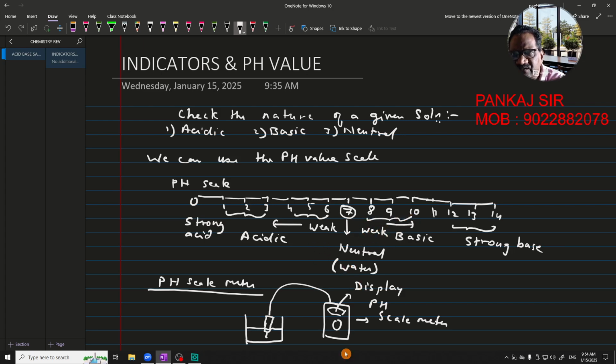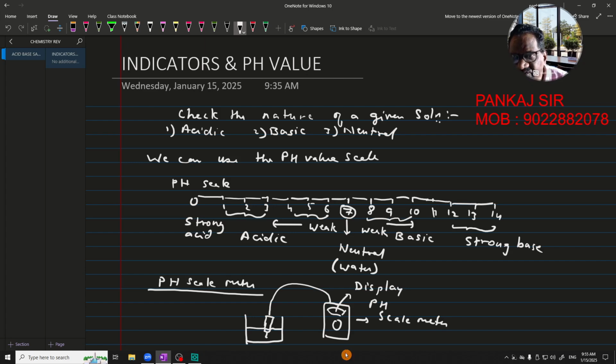Okay, so that's about the pH scale. I don't want to go into the definition of pH value, how it comes, what the meaning of that pH value is, what it indicates and all that. You should just understand that the pH value will tell you about the acidity or basicity, or whether the solution is neutral.